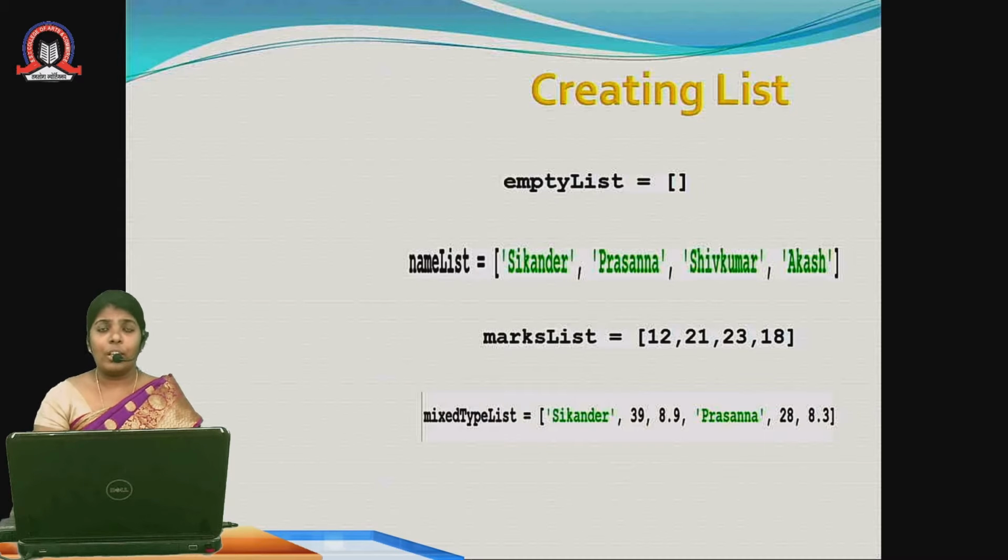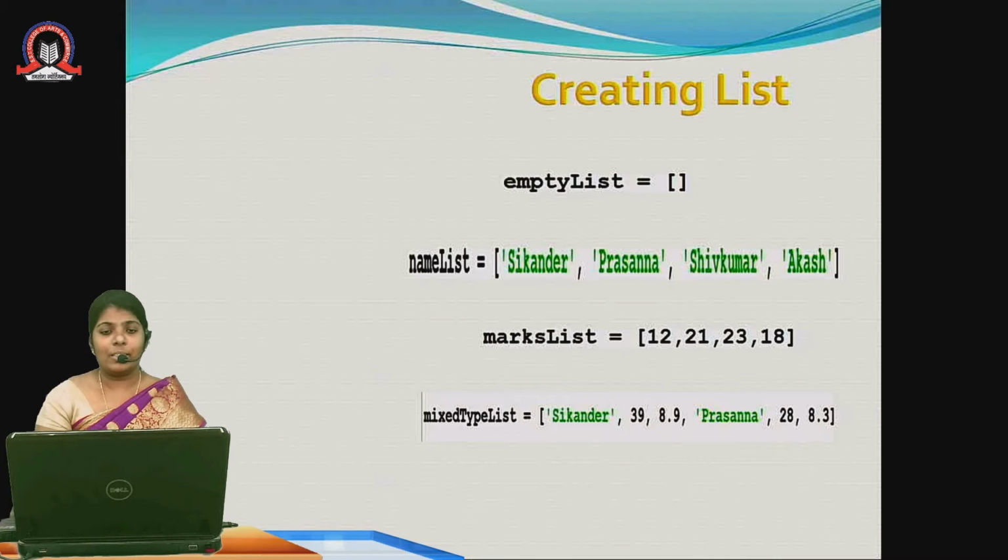Okay, so first, creating a list. We know what a list is. List is a collection of compound data. Now we are going to create a list. For example, I am creating an empty list equal to square bracket. Here, name list. I am going to add some names in the name list. Name list equal to square bracket. I am adding some 3 or 4 names here.